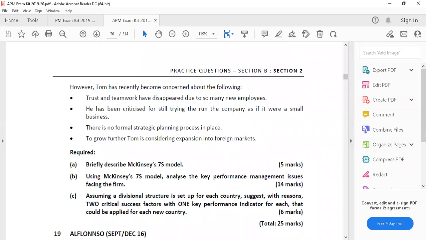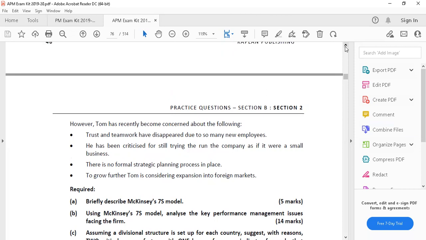It's a 25 marks case. Briefly describe the McKinsey 7S model, which is for 5 marks. Conceptually, what is that concept all about? We have to explain that, for 5 marks. Using the McKinsey 7S model, analyze the key performance. Then we are also asked about 2 critical success factors with 1 key performance indicator. That also we will see. But let's read through the case.